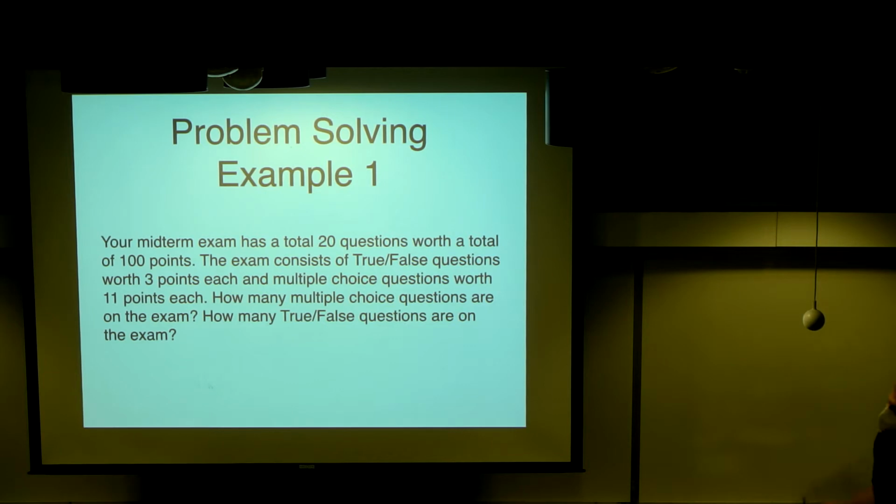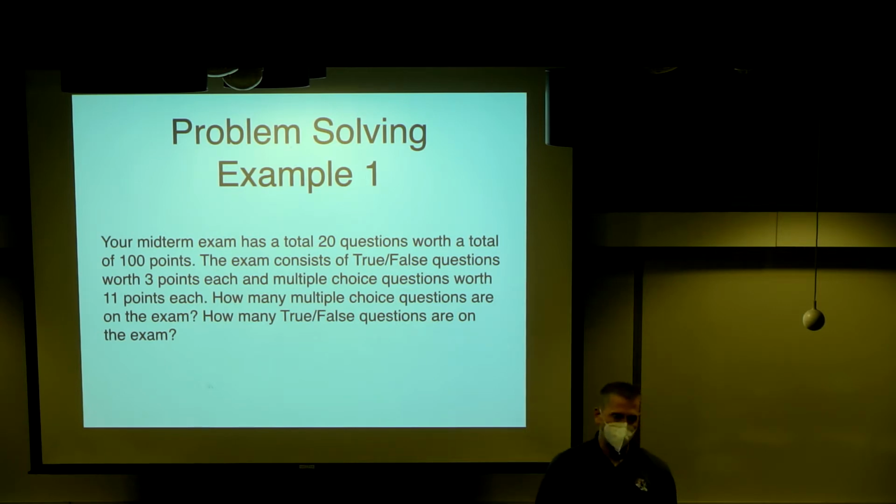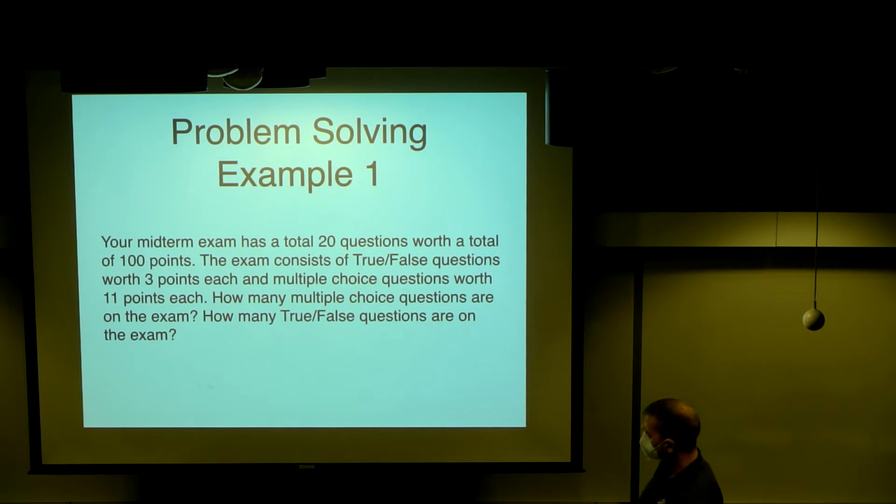And why don't we just launch right into an example? We're going to start really simple and then gradually build up to more complex examples, okay? So this is the first example. Let's say you have a midterm exam. There are 20 questions on it, worth a total of 100 points. We've got true and false questions. Each one of those is worth 3 points. And we've also got multiple choice questions that are worth 11 points each. So how many multiple choice questions are there on the exam, and how many true or false questions are there on the exam? That's the question we want to answer.